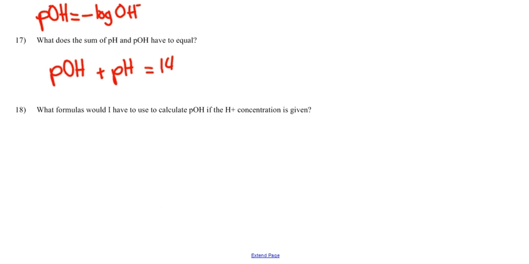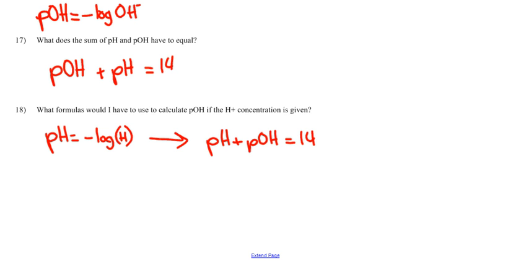Okay? And finally, it says, what formulas would I have to use to calculate pOH if the H plus concentration is given? So, I have H plus, I would use pH is equal to negative log of H. I would take that and plug it into pH plus pOH is equal to 14. I could solve for pOH out of that.